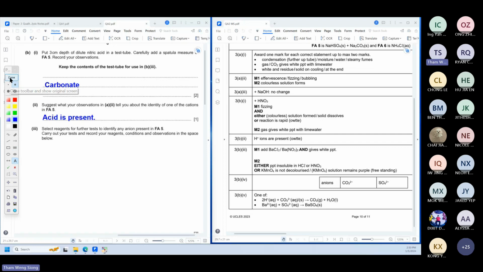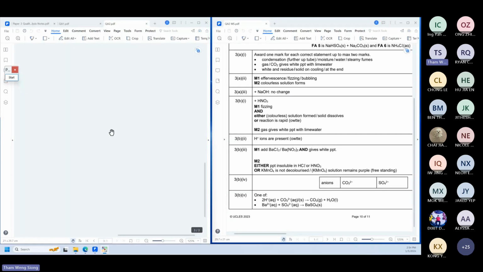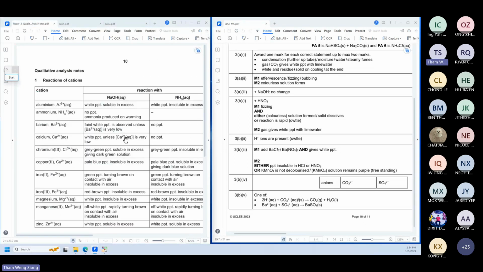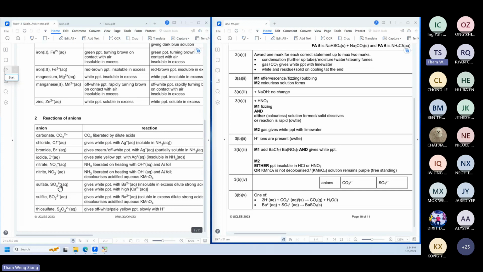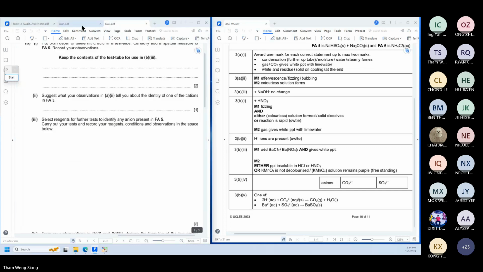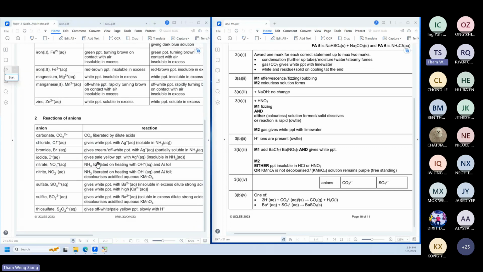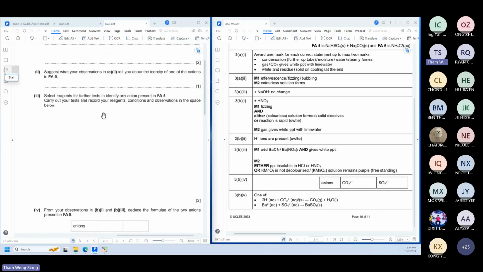Now, last but not least, carry out further tests to identify the FA5. For your qualitative analysis, you realize you cannot run out: you test for sulfate, sulfide, and you test for the silver halide. So I recommend don't test for nitrate and nitrite first. Test with silver nitrate and test for sulfate and sulfide first. Why? Because it's much easier: you just take a little bit and add a few drops. Every time you do a heating, it takes about 5 minutes. But taking a little scoop of FA5, adding silver nitrate and adding barium nitrate takes less than half a minute.